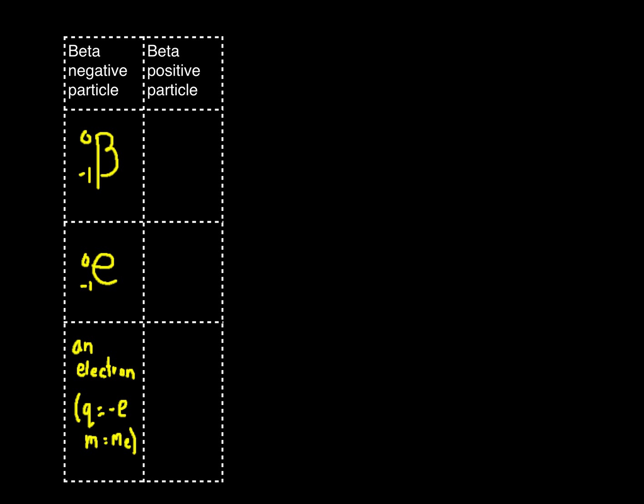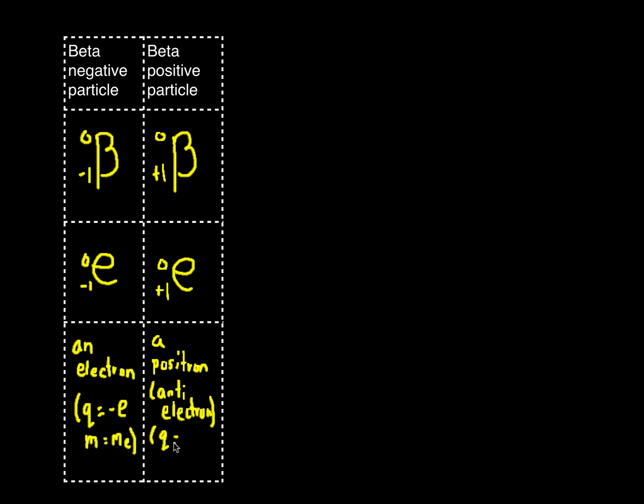Next, we have the beta-positive particle. The symbol you'll often see for the beta-positive particle is Greek letter beta, which has 0 nucleons and a charge of +1. We could also write its symbol as e, 0, plus 1. The beta-positive particle is a positron, which is an anti-electron, the antimatter version of an electron, with a charge equal to positive of the elementary charge and a mass still equal to the mass of an electron. It's different from a proton because it has a mass of an electron, and it's the anti-electron. If an electron and a positron meet, they'd annihilate each other.